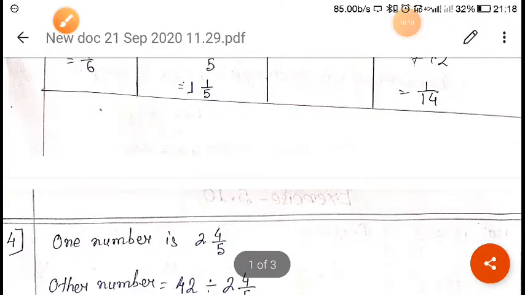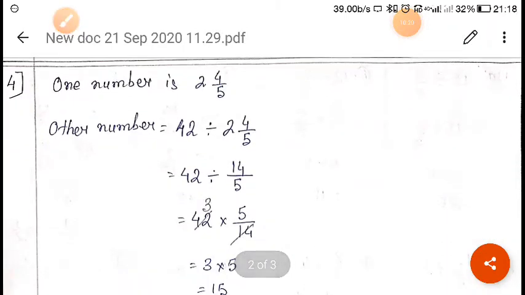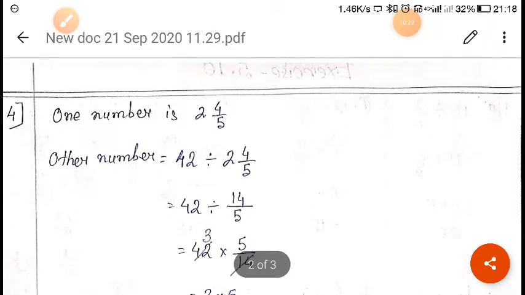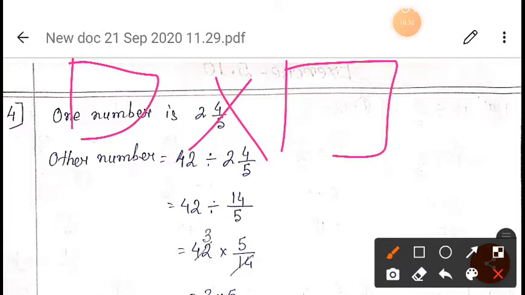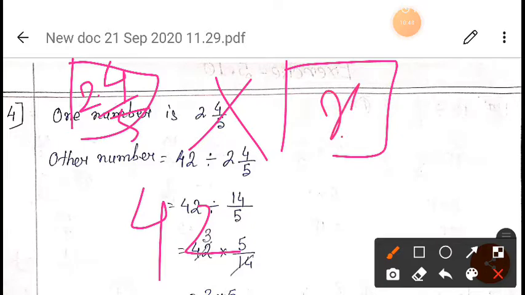We will see question number 4. Question number 4 is what? The product of two numbers is 42. If one number is 2, 4 by 5, find the other. Means what? Two numbers, one number is this, another number is this. Product means multiply, right? So the product of two numbers is given here as 42. Suppose this number is given here 2, 4 by 5. So this number we have to find out.